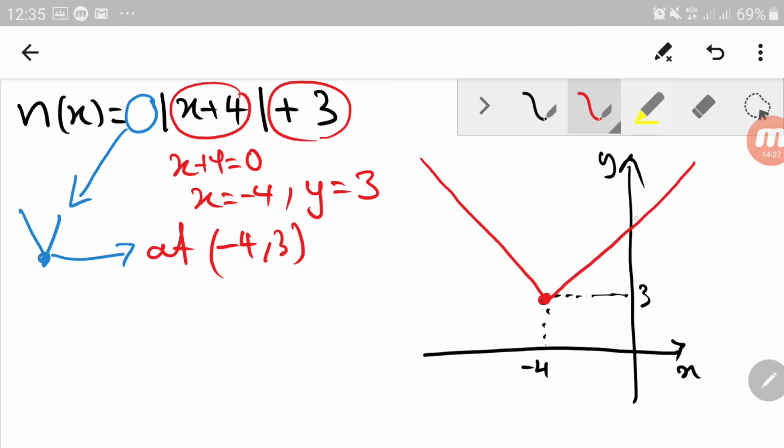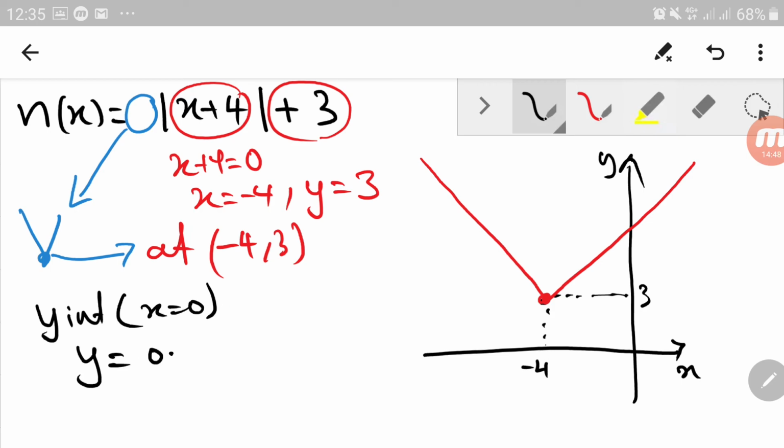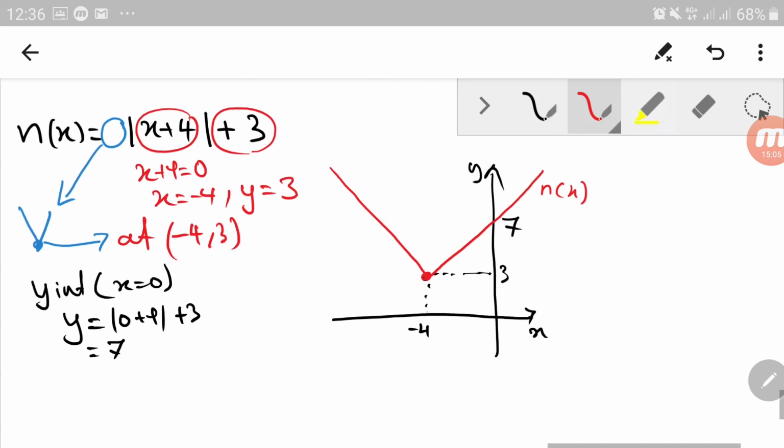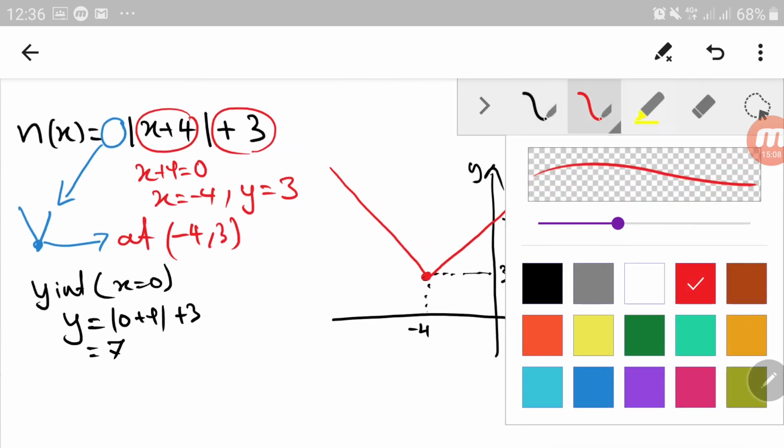Now from here we have only the y-intercept. We no need to think about the x-intercept because it does not possibly exist. So don't bother to find the x-intercept. Just the y-intercept, when x is 0. So y equals 0 plus 4 plus 3, which is 7. So this one is 7. Is there anything else? I don't think so.